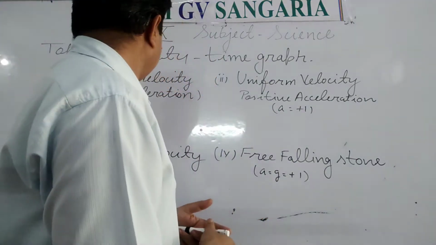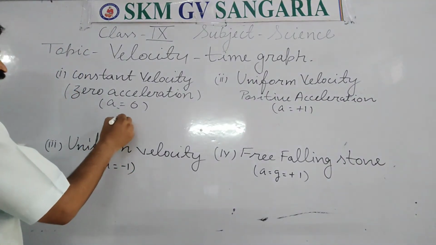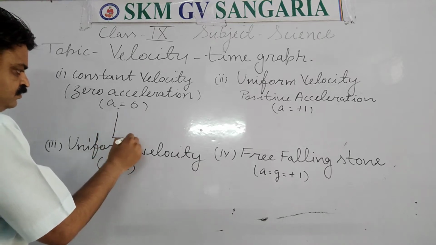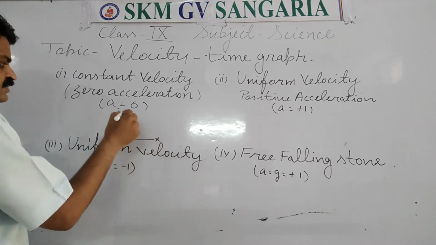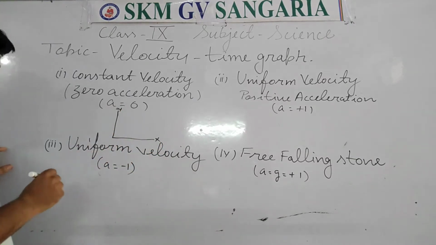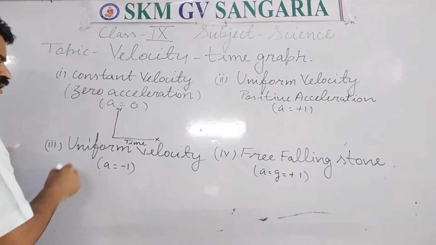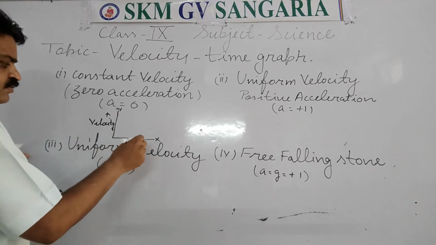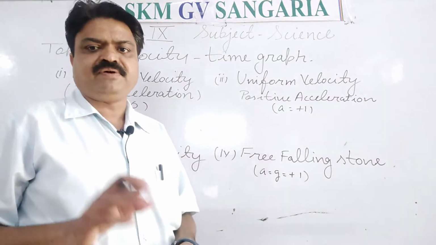So in this, the graph that we will get will be, student, like this. First we will draw the line. These are the two lines we will draw. This line represents the x-axis and this line represents the y-axis. This particular line is representing time, and this is velocity. Time SI unit is second and velocity SI unit is meter per second.